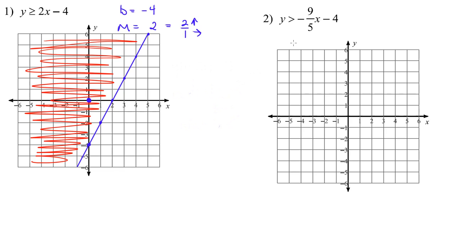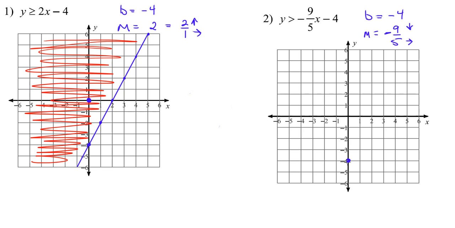All right, next question, number 2. y is greater than negative 9 fifths x minus 4. So once again, our y-intercept is negative 4. And this time our slope is negative 9 fifths. So we're going to begin with our y-intercept. I'm going to place a point on negative 4. And then we're going to move the way our slope tells us to move. The slope of negative 9 fifths says move down 9 and right 5.